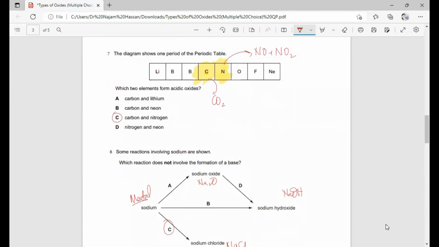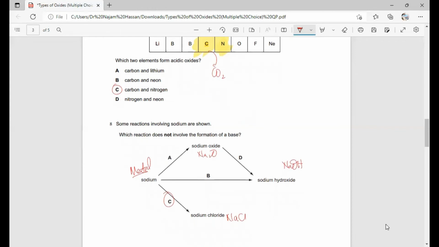Now in question number 7, two elements form acidic oxides in period number 3. So we have two nonmetals, carbon and nitrogen. Carbon forms carbon dioxide and nitrogen forms nitrogen dioxide and nitric oxides. So these two are also used in different acidic formations, and also these are environmental pollutants that cause acid rain.